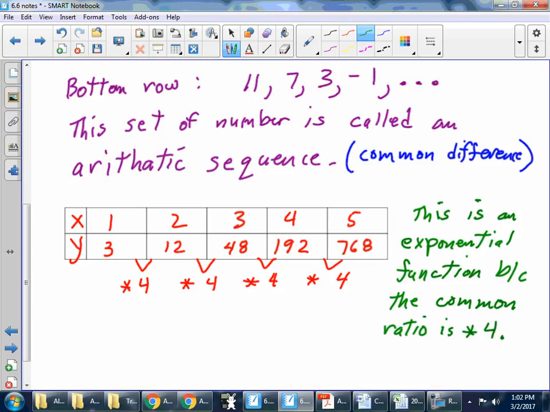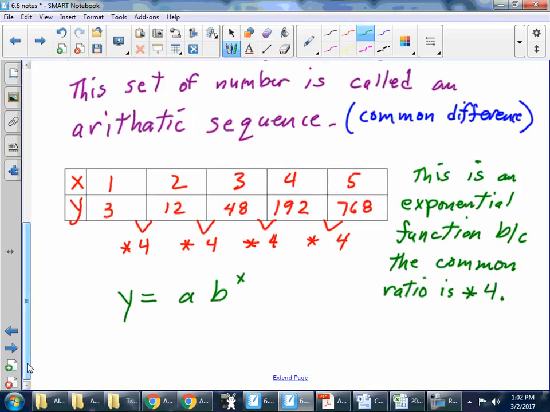And if we wanted to write an equation for this, we could say what? Y equals, remember they were a, b to the x. Remember what they were? What part goes where?